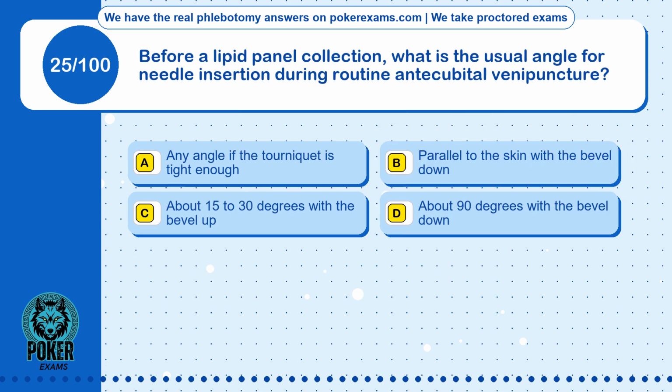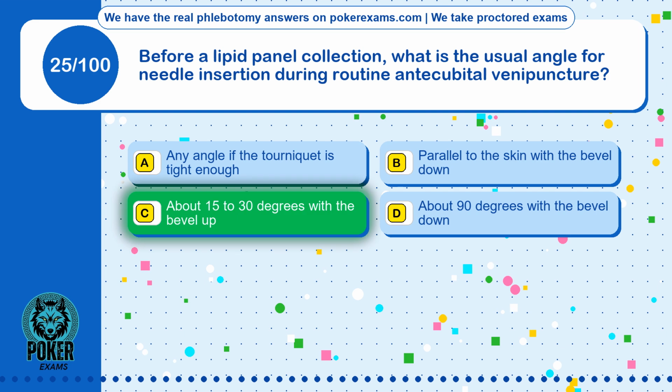Question 25. Before a lipid panel collection, what is the usual angle for needle insertion during routine antecubital venipuncture? Option A. Any angle if the tourniquet is tight enough. Option B, parallel to the skin with the bevel down. Option C. About 15 to 30 degrees with the bevel up. Option D. About 90 degrees with the bevel down.